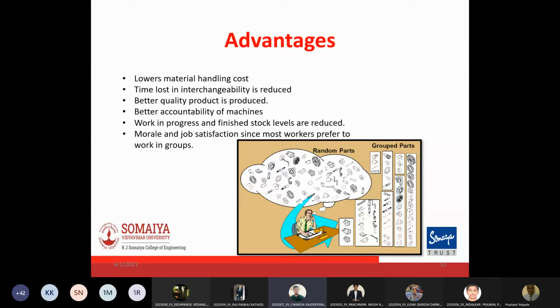Advantages of group technology. It lowers the material handling cost. Time lost in interchangeability is reduced. It betters the quality of a product. It betters the accountability of machines. Work in progress and finished stock levels are reduced. Morale and job satisfaction improve, since most workers prefer to work in a group.